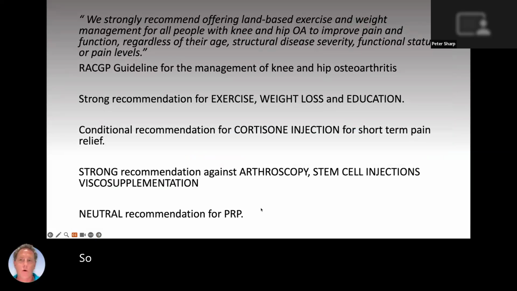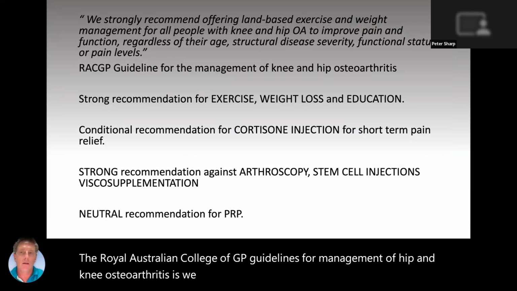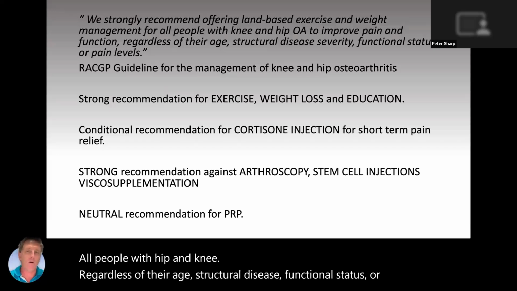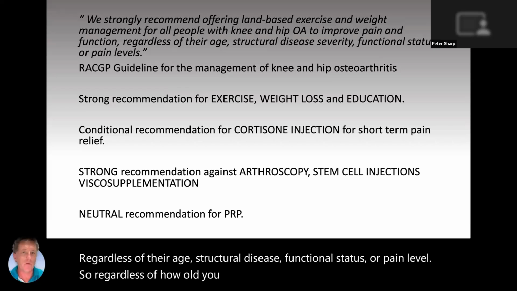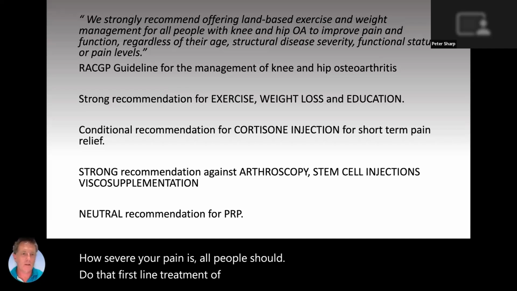The end result of the Royal Australian College of GP guidelines for management of hip and knee osteoarthritis is we strongly recommend offering land-based exercise and weight management for all people with hip and knee arthritis, regardless of their age, structural disease, functional status, or pain level. So regardless of how old you are, how severe your symptoms or pain are, all people should do that first-line treatment of exercise, weight loss, and education.